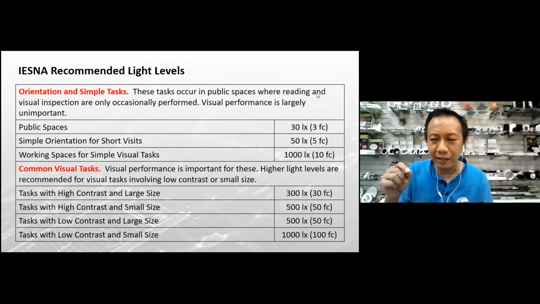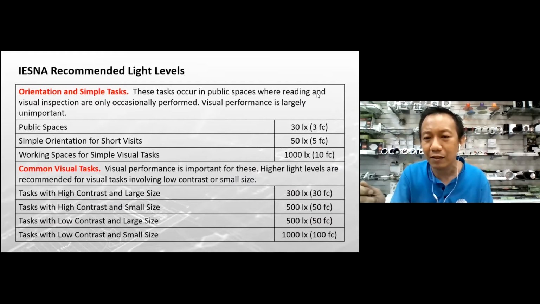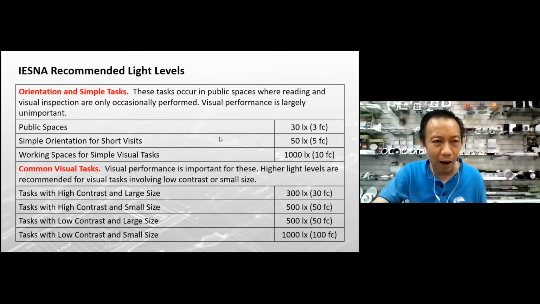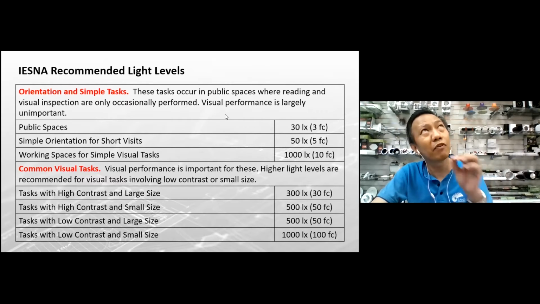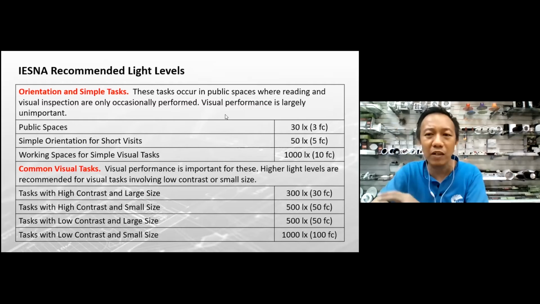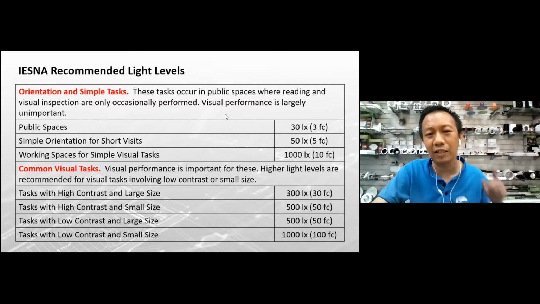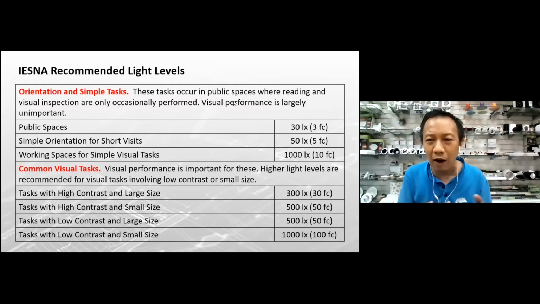Usually, what we consider here is the task or activity in a room. For example, for simple tasks, like in public spaces where there are many people, you need around 30 lux. Earlier, I said foot candle to lux, 10.76. So, roughly around 30 lux. Do you remember that? Foot candle to lux. For simple orientation or short visits, where people don't stay long, around 50 lux. Working spaces for simple visual tasks.